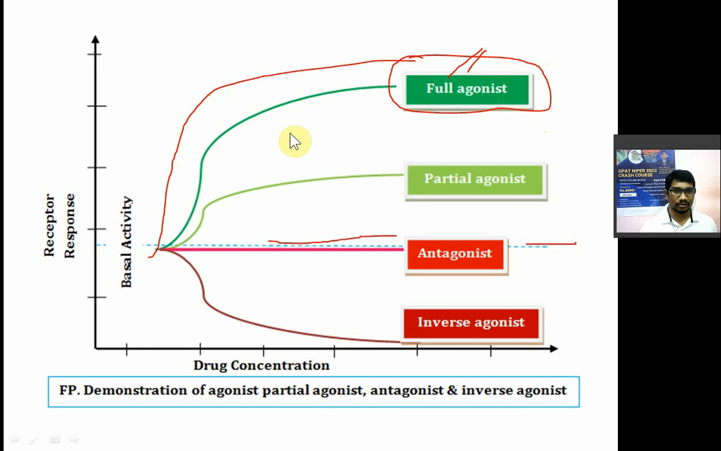Full agonist. Now what do you mean by partial agonist? A partial agonist is a drug which will interact with the receptor and will produce only partial action. It will also combine with the receptor, but it will not produce full action, so it is known as a partial agonist. Example is pindolol, a partial agonist to the beta receptor. Again, pentazocine is also a partial agonist to the mu receptor.